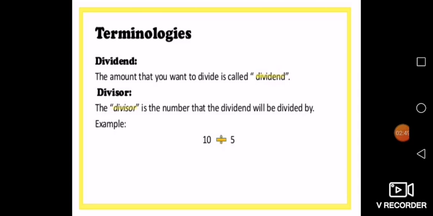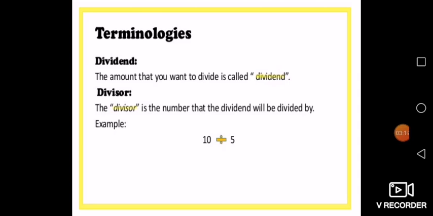Here we have taken one example, 10 divided by 5. This divide sign is the symbol. Is that clear? Okay. Now 10 is what? Dividend or divisor? Yes, correct, that is the dividend. Now 5 is what? Divisor. So I think the dividend and divisor are clear and the symbol is also clear.